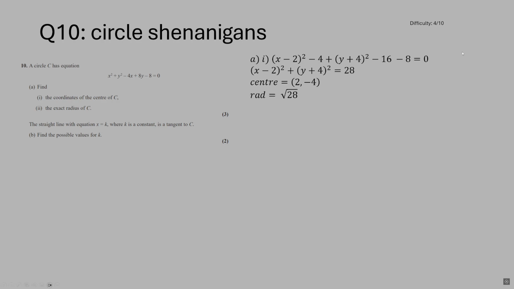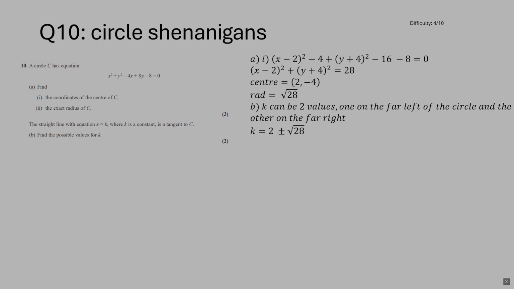We know how to interpret this set of a circle equation here. So this next part is a bit more complicated because we know that x equals k, so it's a vertical line, and it's a tangent to C, which means that there's only two solutions for k, because k can be two values, one's on the far left of the circle, one's on the far right, and it would just be the centre add 28 and the centre minus 28 on the x-axis.